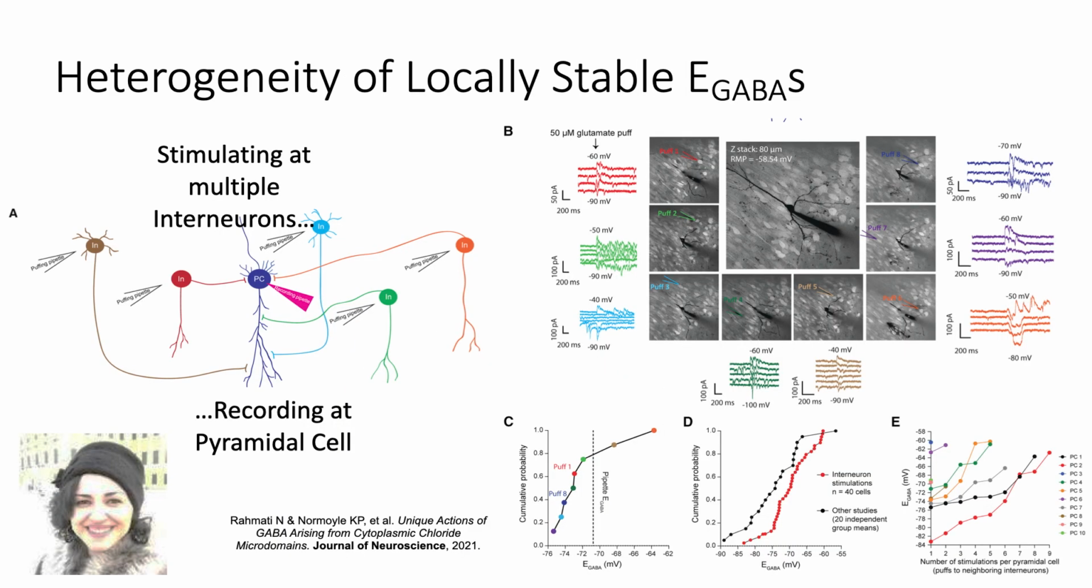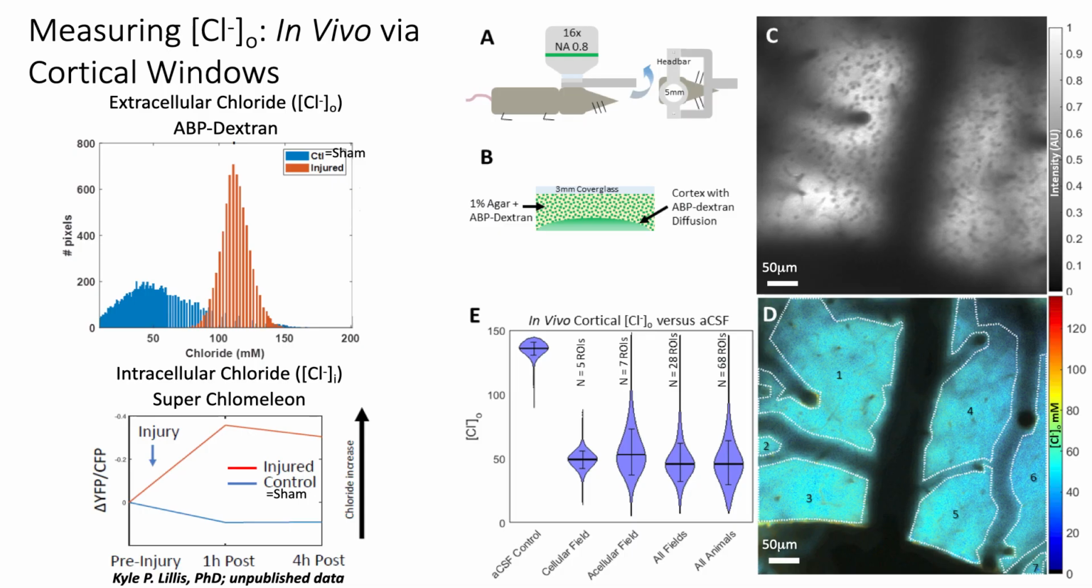Just a functional test of this is, what would happen if you, like my electrophysiologist colleague, Nega, patched a pyramidal cell and then puffed glutamate on a bunch of interneurons that were synaptically connected at different spots of that pyramidal cell? And the answer to that, she found, is that you get a bunch of different GABAs. And this is because they're all connecting at different spots. There's presumably a different intracellular chloride and different extracellular chloride at each one. I won't go into that too much.